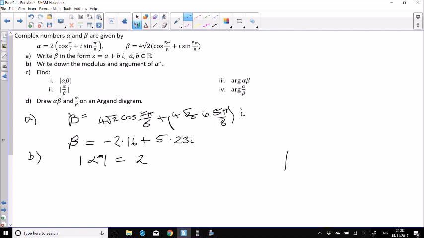Now for the argument we can imagine our Argand diagram. Here's alpha. Now when you find alpha star, it's the same as reflecting in the real axis, we're just changing the imaginary part, so alpha star will be down there, and you can see that the argument is the same but it's below the real axis, so it's negative. So the arg of alpha star will just be negative pi over 8.